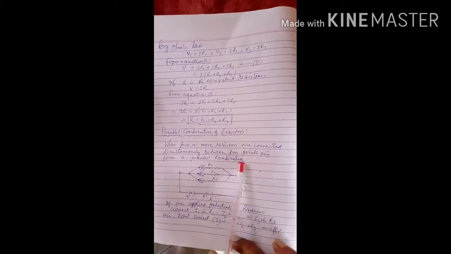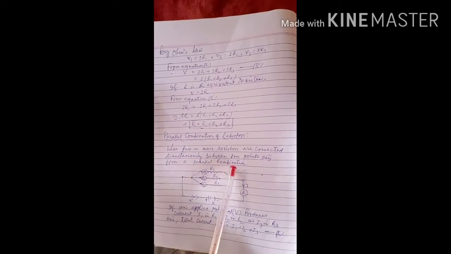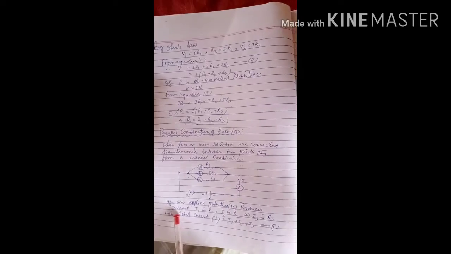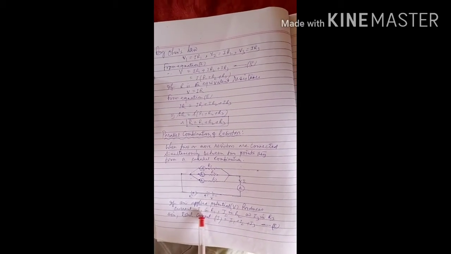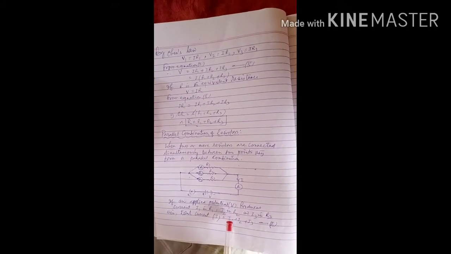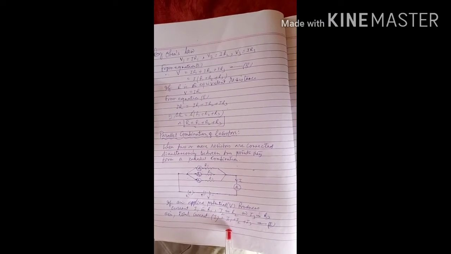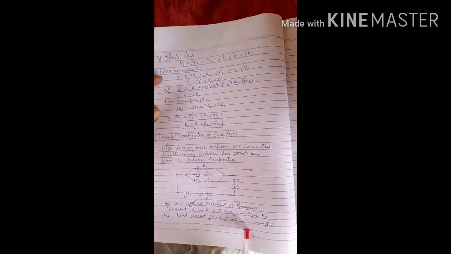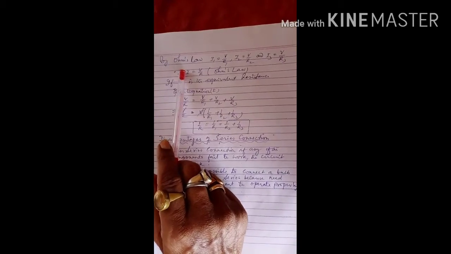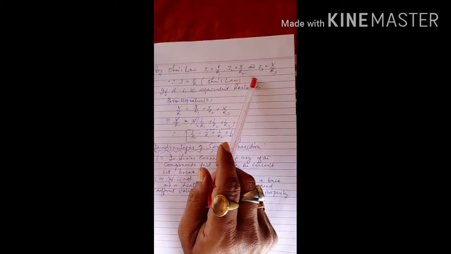Parallel combination of resistors. When two or more resistors are connected simultaneously between 2 points, they form a parallel combination. Figure is given. If an applied potential V produces current I1 in R1, I2 in R2 and I3 in R3, then total current I is equal to I1 plus I2 plus I3, equation 1. By Ohm's law, I1 is equal to V by R1, I2 is V by R2 and I3 is V by R3.